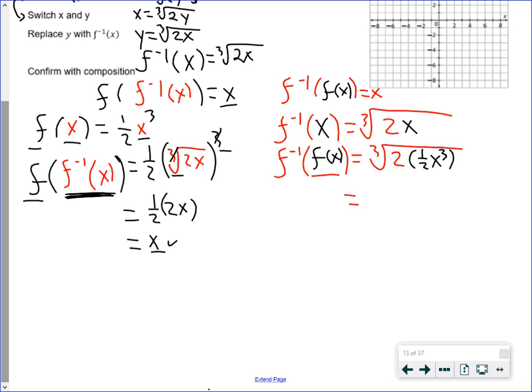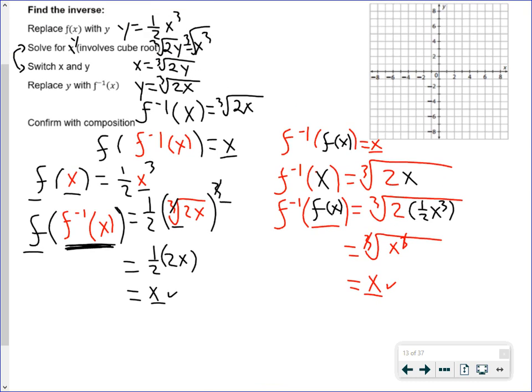So 2 times 1/2 x cubed is going to reduce into just x cubed. 2 times 1/2 is just 1, so we have 1x cubed. And like I said before, cube roots and cubic exponents cancel each other out the same way squares and square roots do. So we're just left with x. That's exactly what we wanted. Both halves of the composition equation are true. So that means that the inverse that we found is indeed our inverse, and we double checked that and confirmed it with composition.